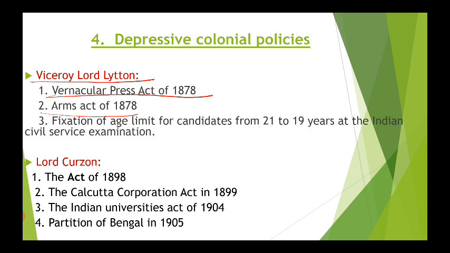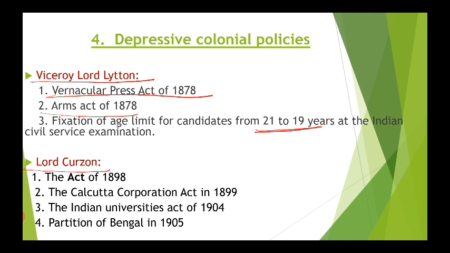So he made it compulsory. Next one, Viceroy Lord Curzon. Lord Curzon came to India in 1899, and he took many measures for sweeping changes in the field of education. He tried to change the education system of India. And starting with that, he came up with the idea of this Act of 1898.